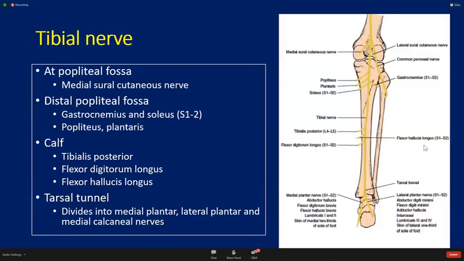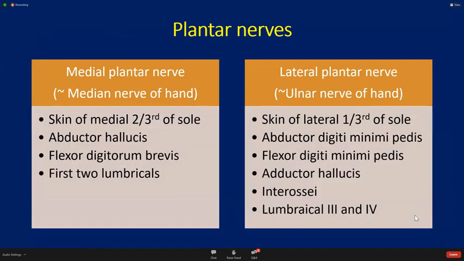The tibial nerve is basically at the level of the popliteal fossa. It supplies the medial sural cutaneous nerve, which joins with the branch from the peroneal and becomes the sural nerve. It then supplies the gastrocnemius and soleus, the tibialis posterior and the plantar flexors, flexor digitorum longus, flexor hallucis longus, and then enters the tarsal tunnel at the level of the malleolus and divides into medial plantar, lateral plantar, and medial calcaneal nerves.